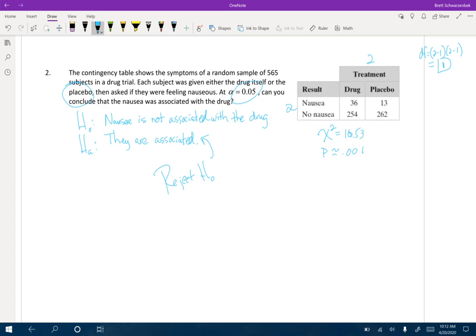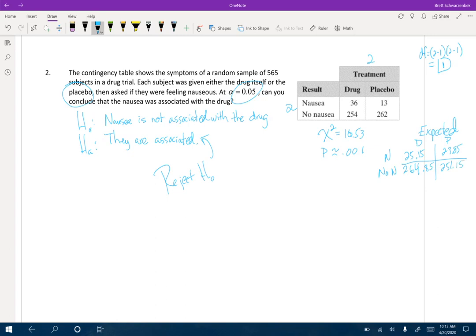But what about assumptions? There's not a lot of space in the table, so I'm just going to make an expected table. If you go into your matrices, this is nausea, no nausea, this is drug, placebo. If you copy down the expected counts in matrix B, they're going to be the following. If this was a live exam situation, I would always have you provide me the expected counts as proof for checking your assumptions, by the way.